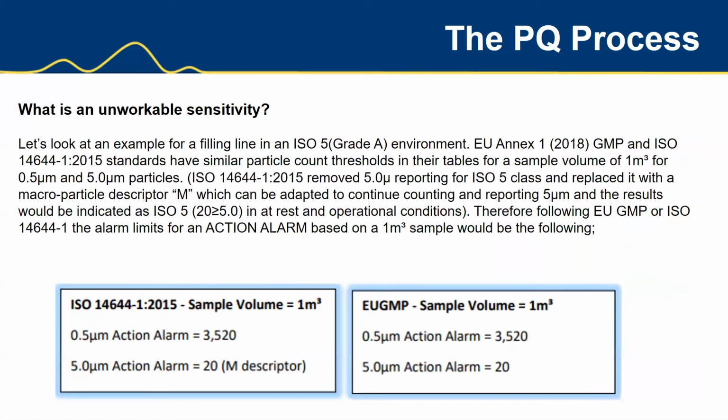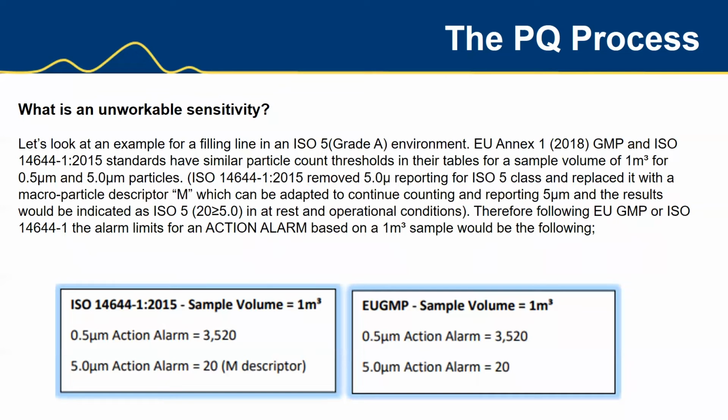Let's have a look at what is unworkable sensitivity. Let's look at an example for a filling line. Is it got an ISO grade A environment or EU Annex 1? Down below, you've got either of these. Look at the 0.5 and 5 micron counts for a volume of a cubic meter. This is based on certification. Do you really want to apply this to your routine monitoring?